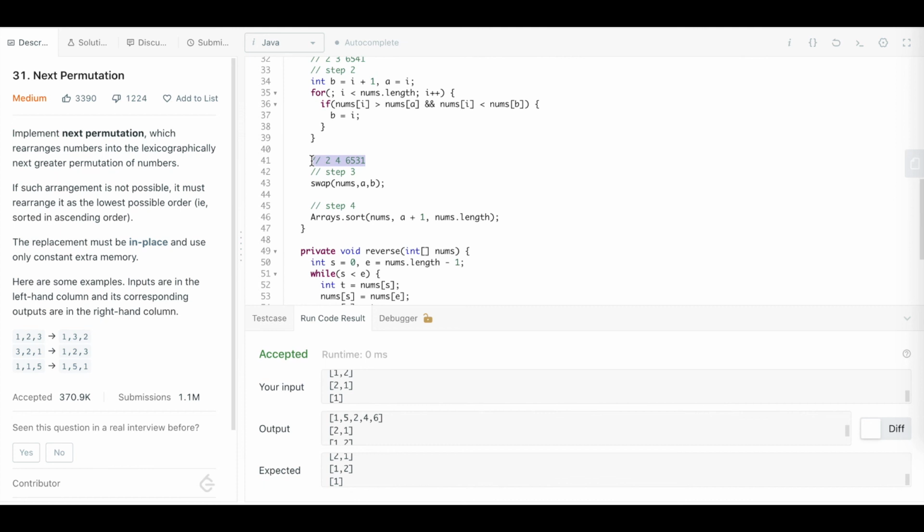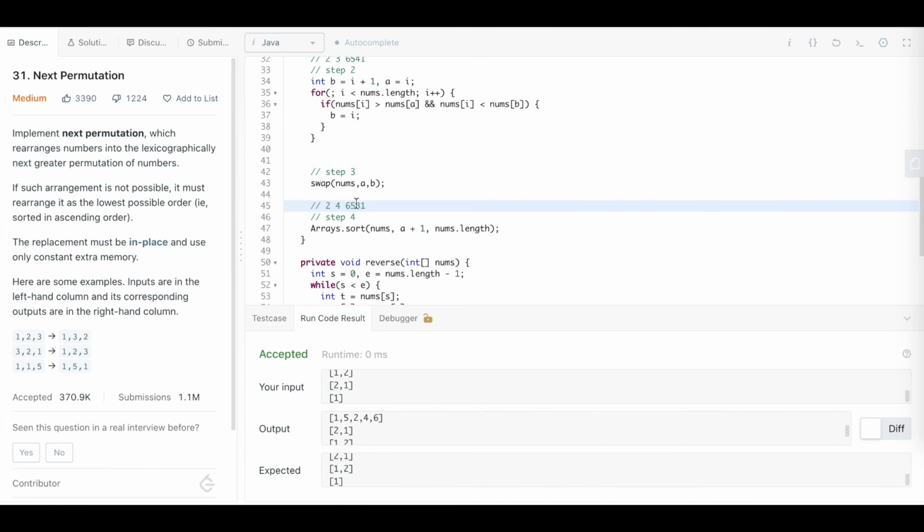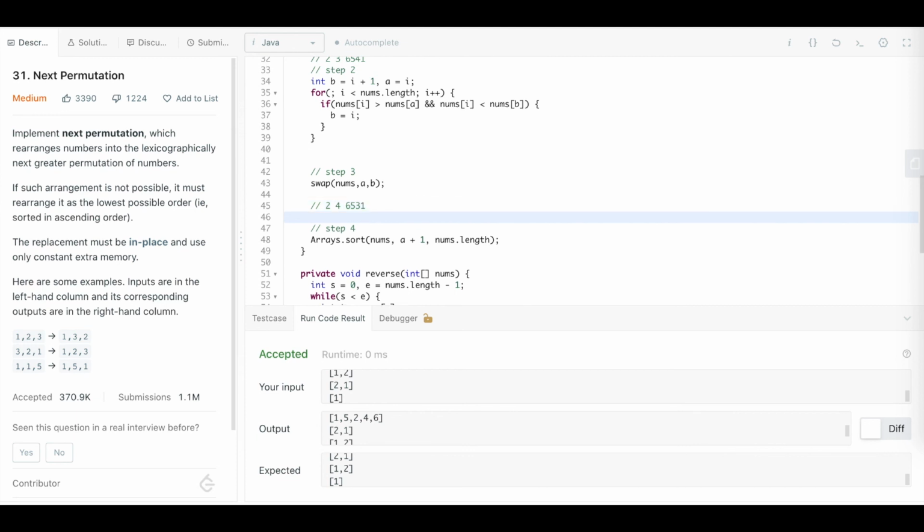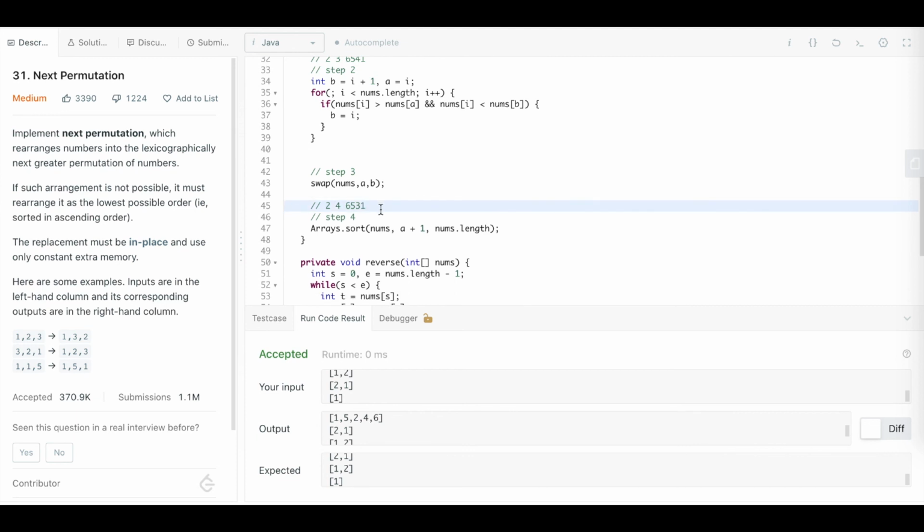Now we get this. As I said, in the last step, we sort all the digits on the right side of 4 in natural order. After we do it, we get 1, 3, 5, 6. So this whole sequence is the answer we want for this problem.